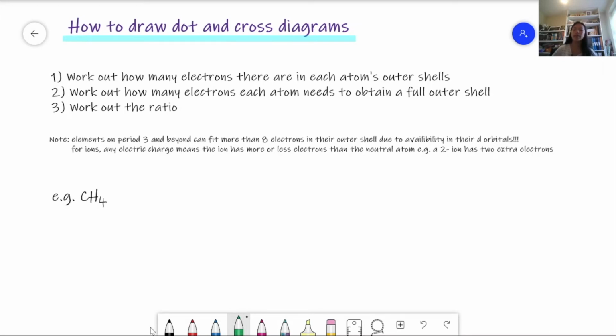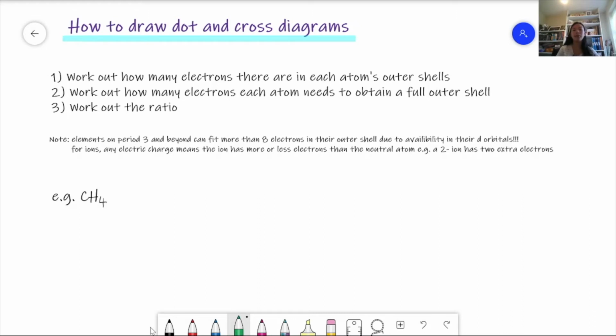So the first step would be to work out how many electrons there are on each atom's shells. So that's just from looking at the periodic table and looking to see which group it's in. And then you work out how many electrons each atom needs to obtain a full outer shell. And then you work out the ratio. So that tells you how many of one atom you need for every one atom of the other.